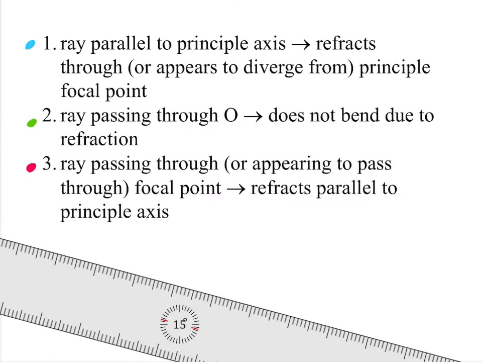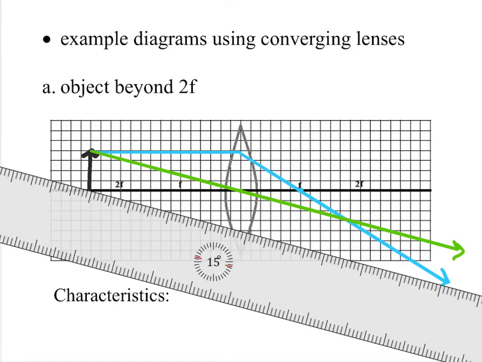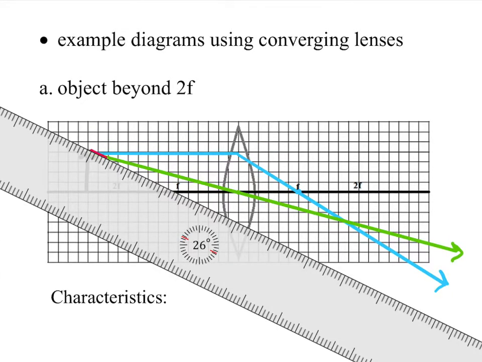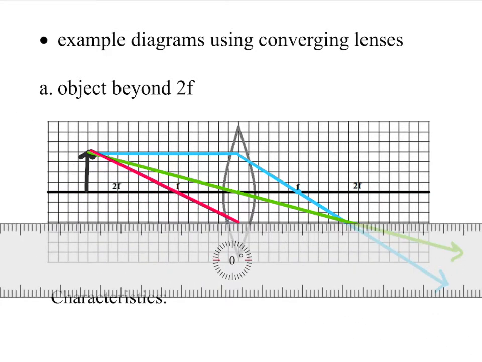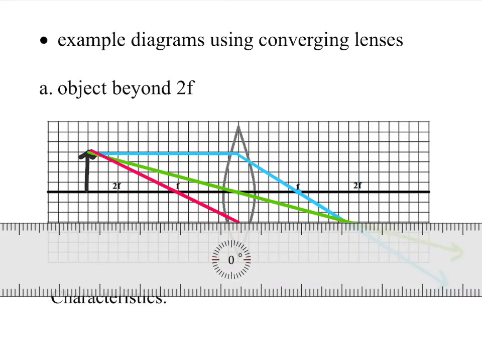And then finally, what do we have? We have a ray passing through or appearing to pass through the focal point. So here it will actually pass through the focal point with this one on the same side. And then it'll refract parallel to the principal axis. Okay, so this one's going to refract through this focal point here. All right, so it's going to do something like this. And then again, stop at the middle of the lens there. And then this is going to refract parallel. Okay, so it's going to go along there.